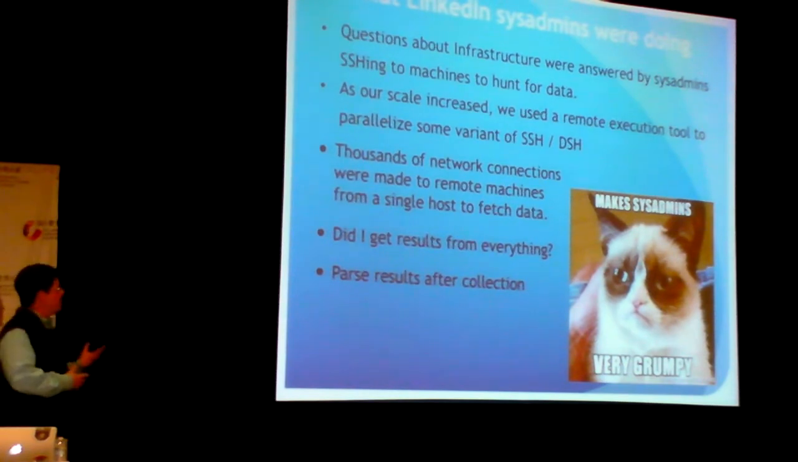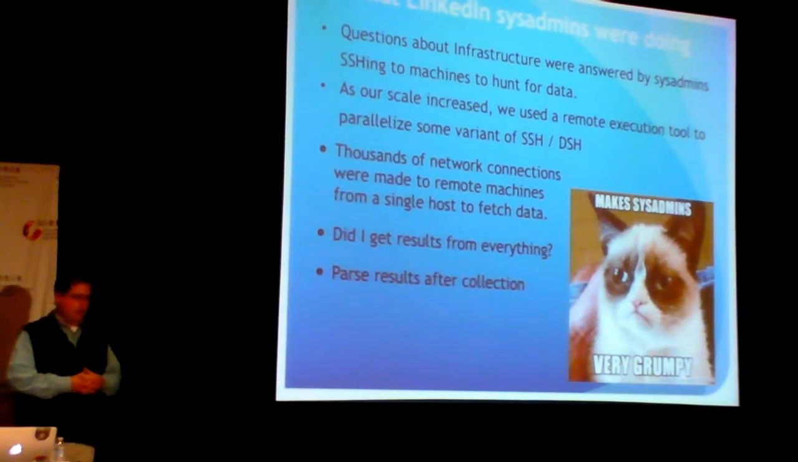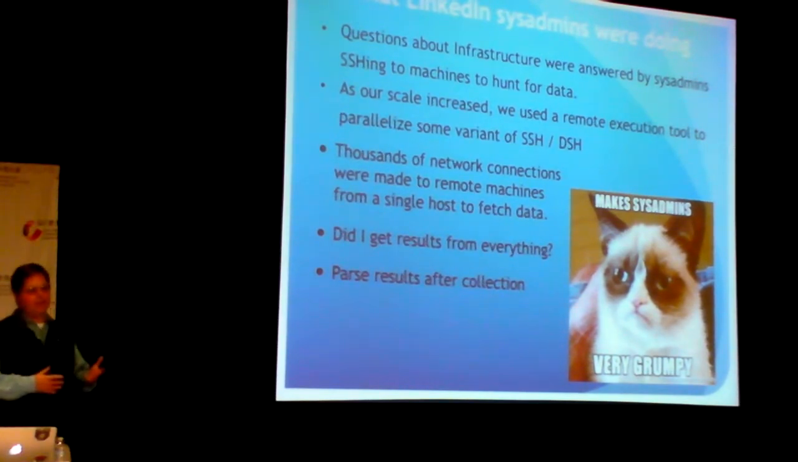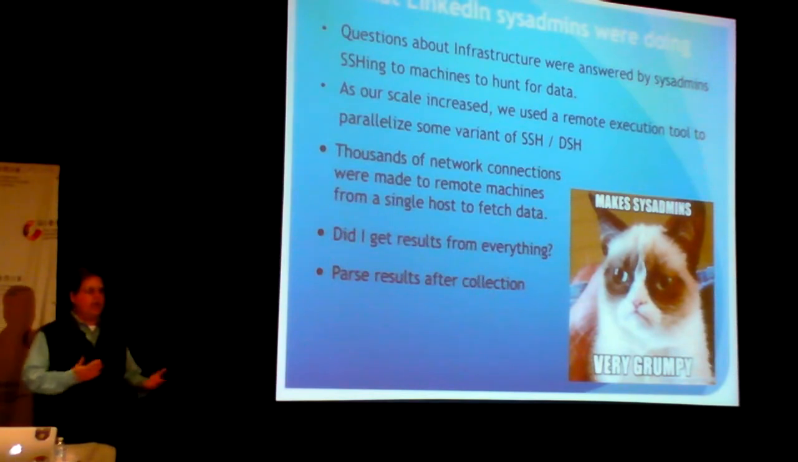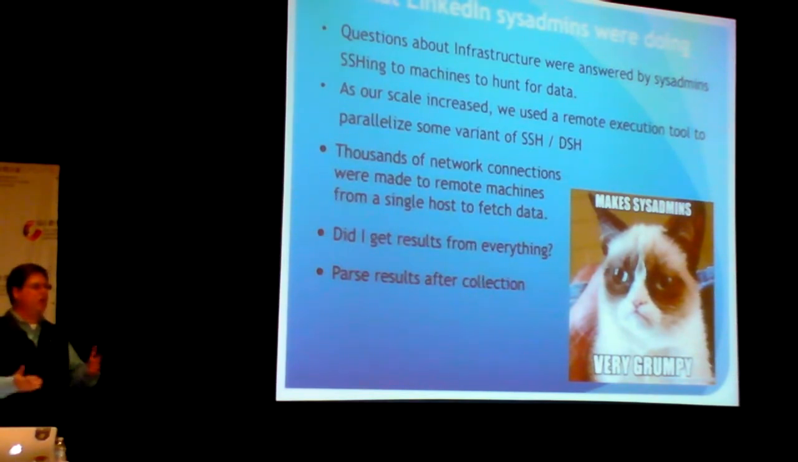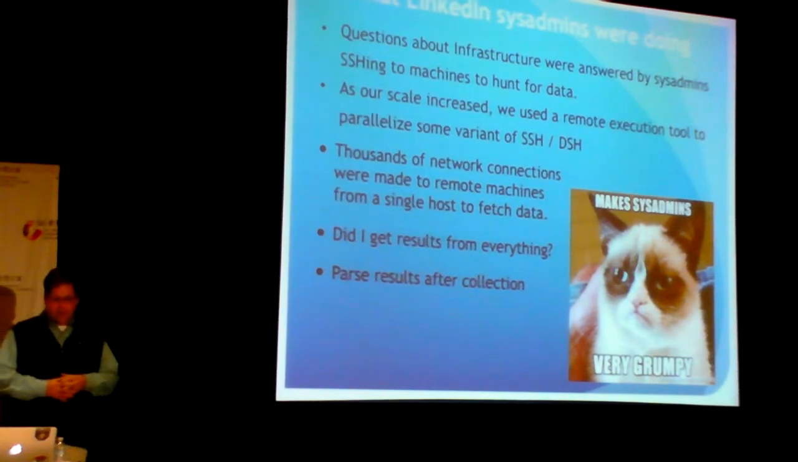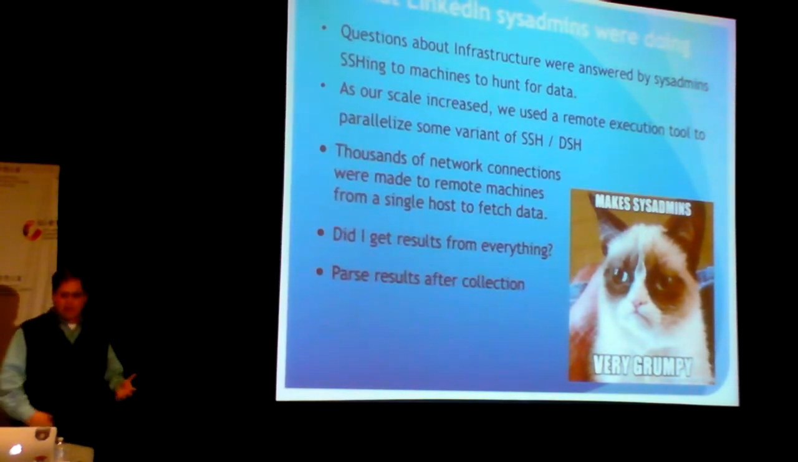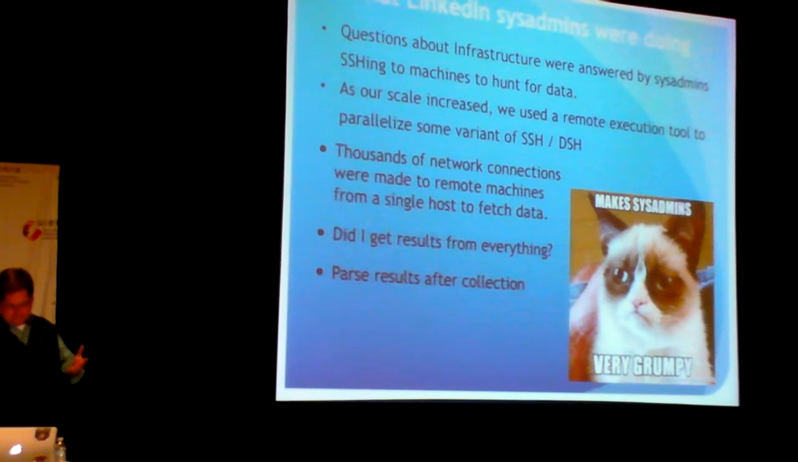So this is kind of what we were doing. We were SSHing to machines. Once we got to a certain scale, we started to use a tool called DSH. There's several open source equivalents out there. But basically, this tool is just taking an SSH connection and it parallelizes it across maybe 80 or 100 connections at a time. This has problems, though, because we don't know if we got the results from everything. Did the machine not make a connection, or for whatever reason, did I have too many outbound network connections? This took a lot of time.